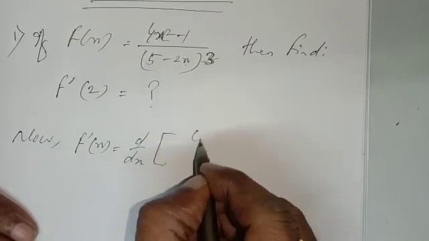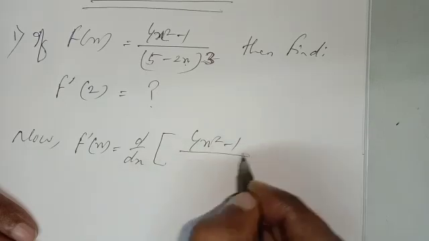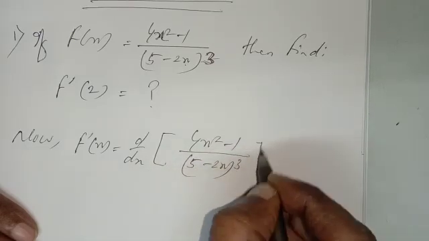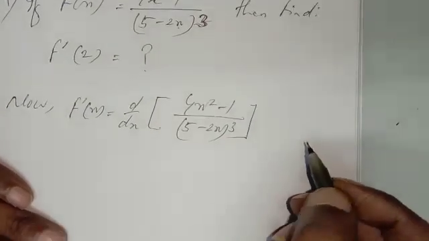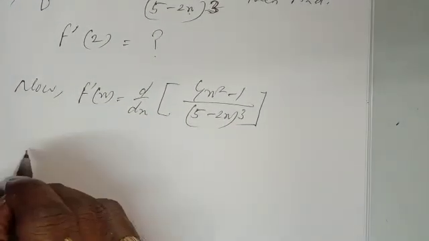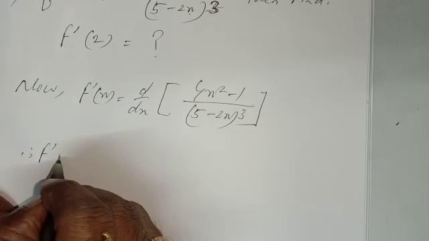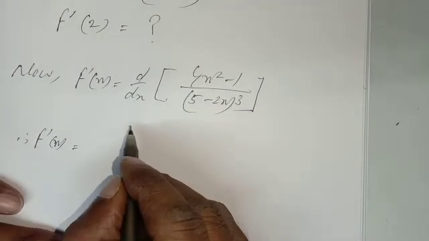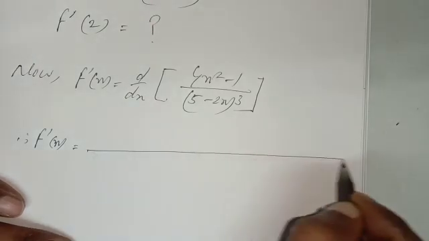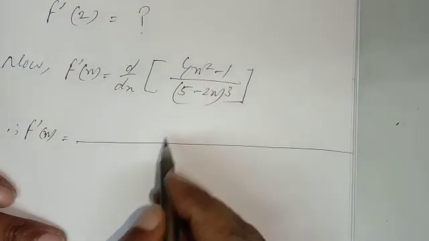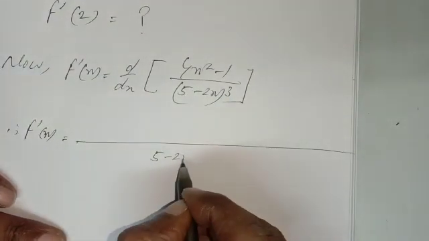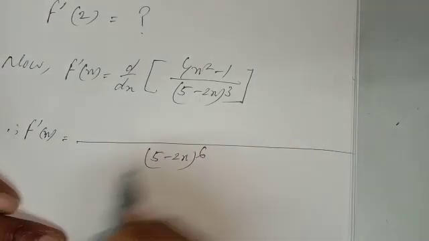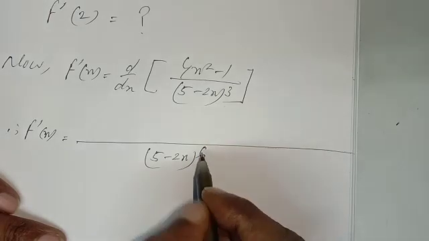What is that? (4x square minus 1) by (5 minus 2x) whole cube. Therefore f dash x, you have to apply the u by v form. You know what is the u by v form? v square, v means (5 minus 2x) whole cube, whole square. It will be to the power 6. Already whole cube is given, that whole square means 6.